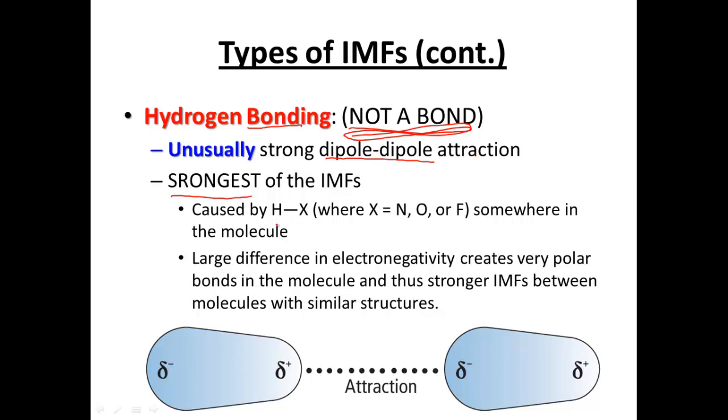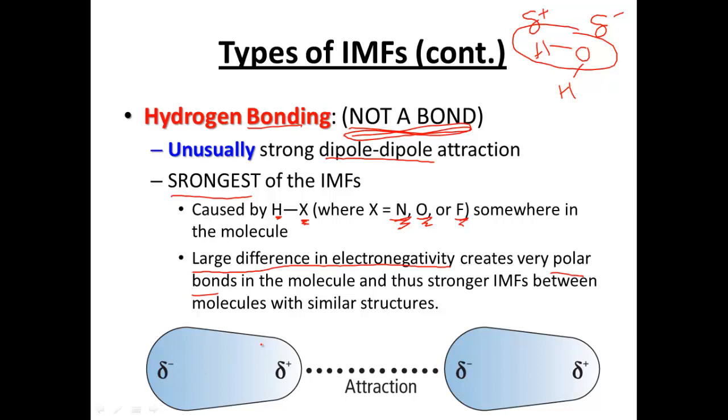The reason that this is unusually strong is because somewhere in the molecule, hydrogen is bonded to X, where X is either nitrogen, oxygen, or fluorine. So let me give you a quick example here. I guess we'll just do water. Okay, so in this molecule of water, somewhere in the molecule, hydrogen is bonded to X, where X is either nitrogen, oxygen, or fluorine. And what happens between those two, there's unequal sharing of electrons. And it turns out oxygen is partially negative, hydrogen is partially positive. Because of the unequal sharing, oxygen is more electronegative. And what you have here now is a large difference in electronegativity, and this creates a very polar molecule.